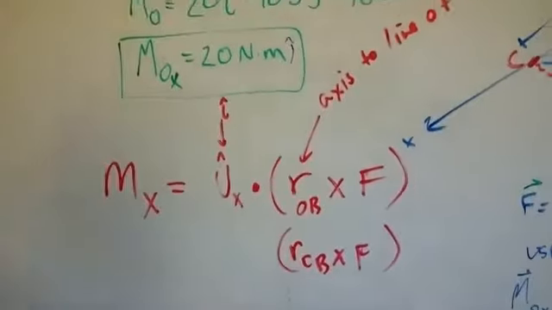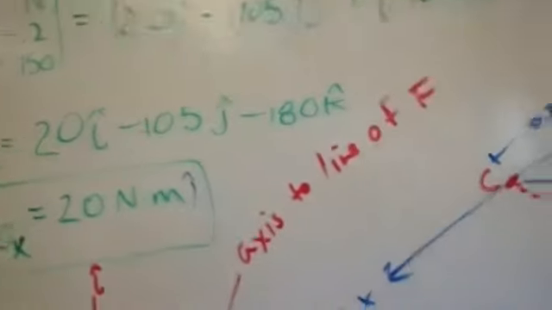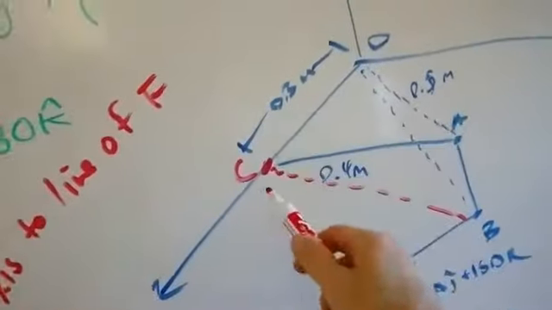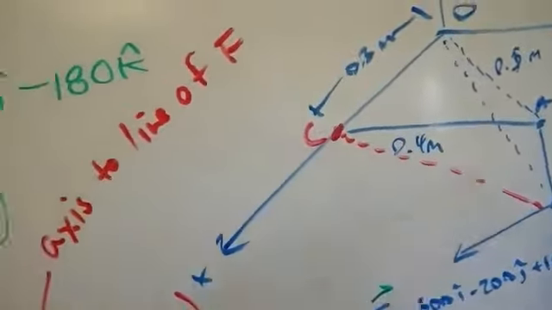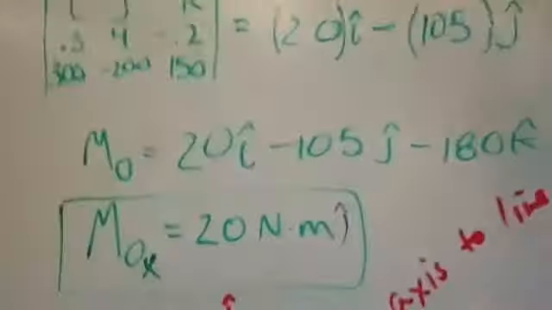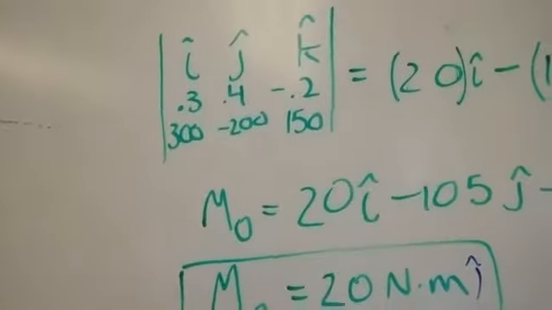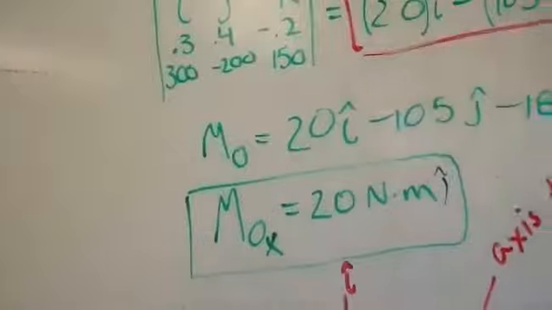Since we already found r_OB, we can just trace their work. It's not that hard, right? r_OB is 0.3, 0.4, and minus whatever that is. What's that distance here? 0.2. Yeah, so that's r_OB. And this is your F. So you're setting this up, you're doing the cross product, i j k, 0.3, and so on. And this gives you the determinant. Now, you guys actually still did this a little bit harder than you needed to.